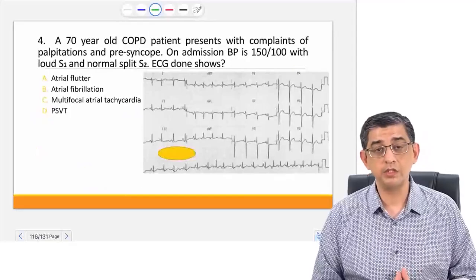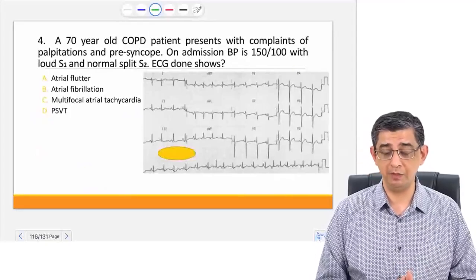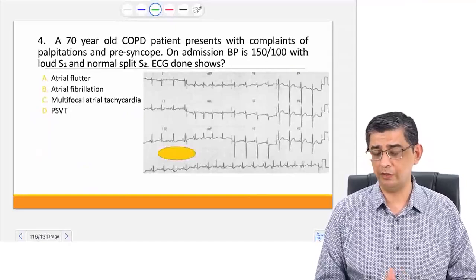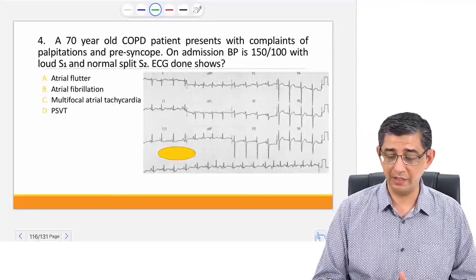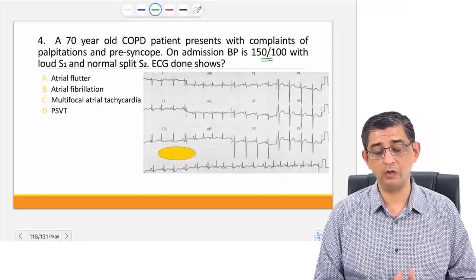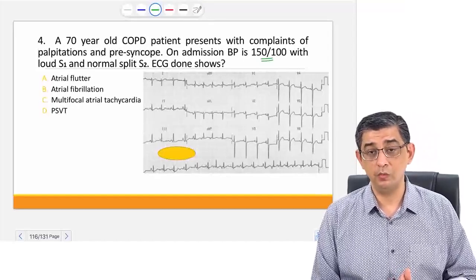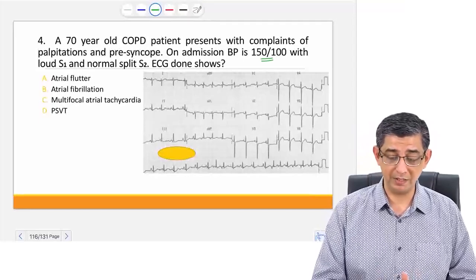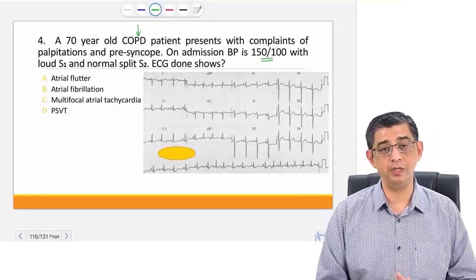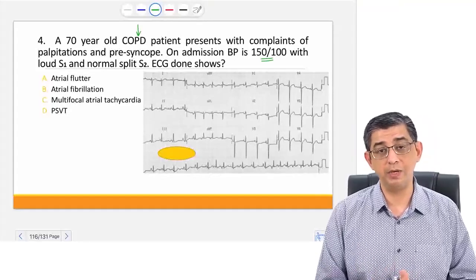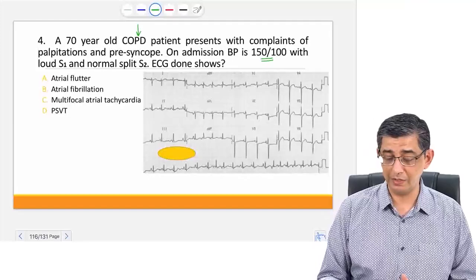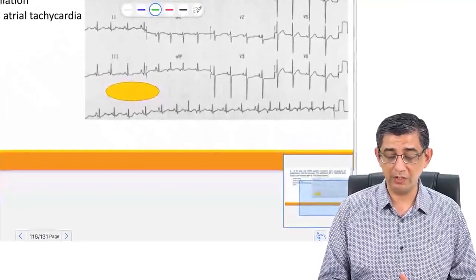Coming to the next question, he's talking about a COPD patient presenting with palpitations and pre-syncope, and admission blood pressure is on the higher side, and he's having a loud S1 and a normal split second heart sound. Well, what's the information provided? One, it's a COPD patient with a tachyarrhythmia. You see why? Because I'm saying palpitation. So let me just evaluate the ECG of this person and I'll evaluate the heart rate.